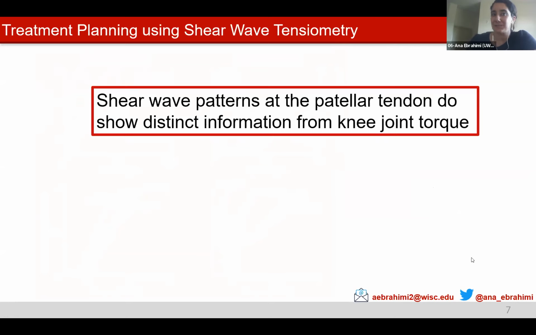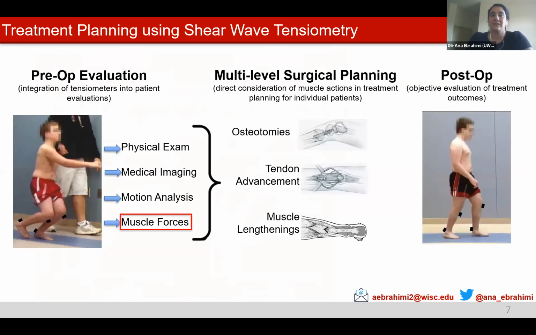gait disorders in CP. In the long term, we can envision tensiometry being integrated at each step of the treatment planning process from pre-op to post-op. Tensiometry could also be extended for use in physical exams, for example, spasticity assessments, or in the operating room to set muscle tendon tension objectively during multi-level surgery.